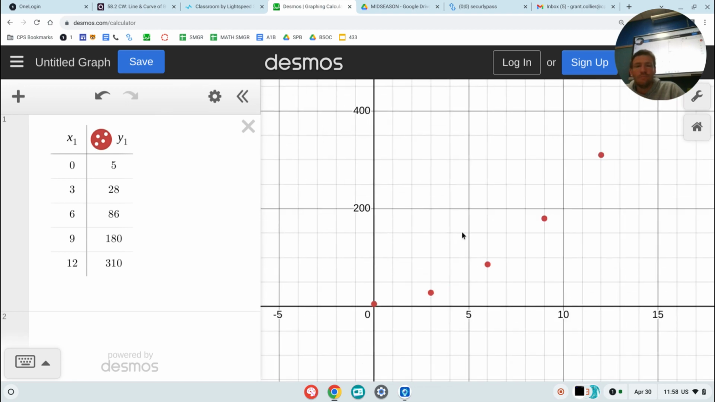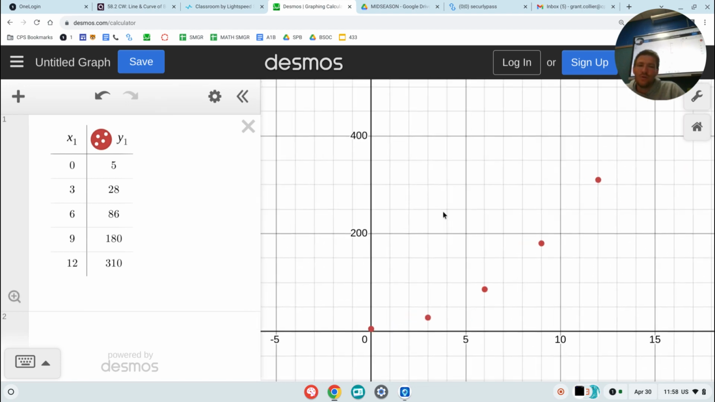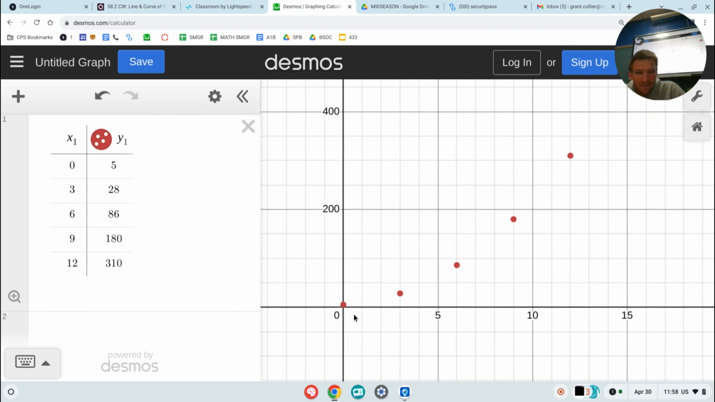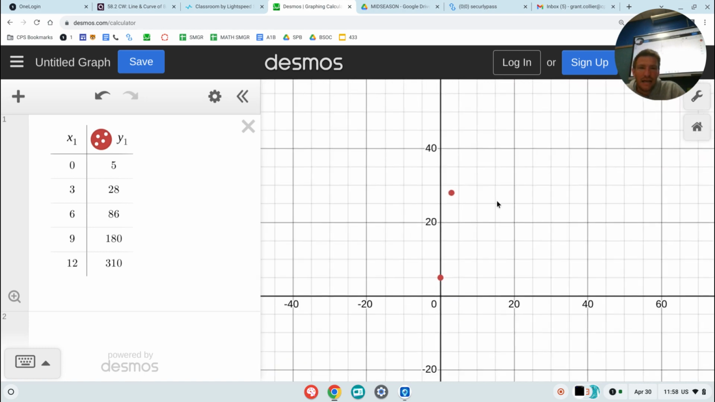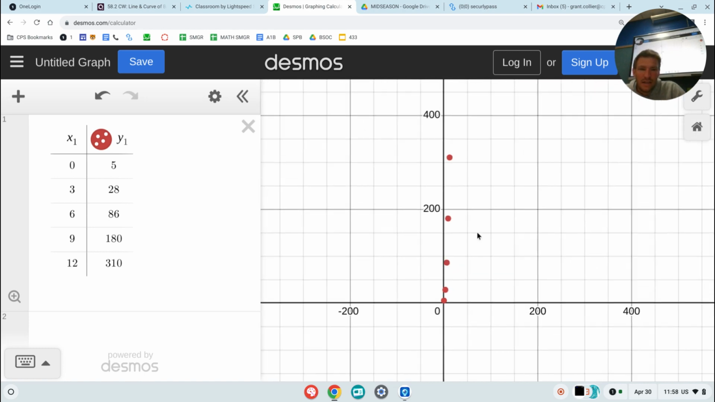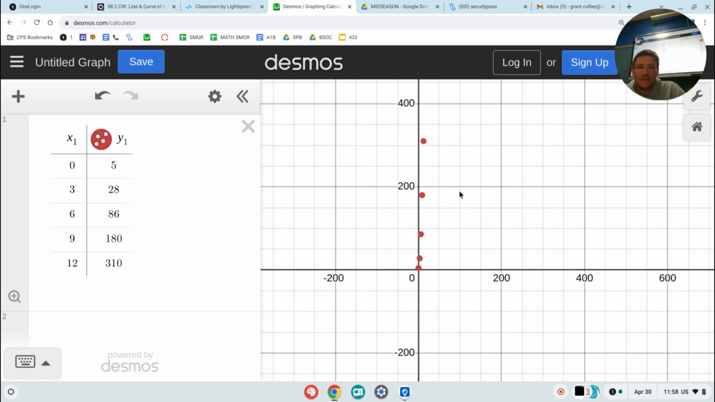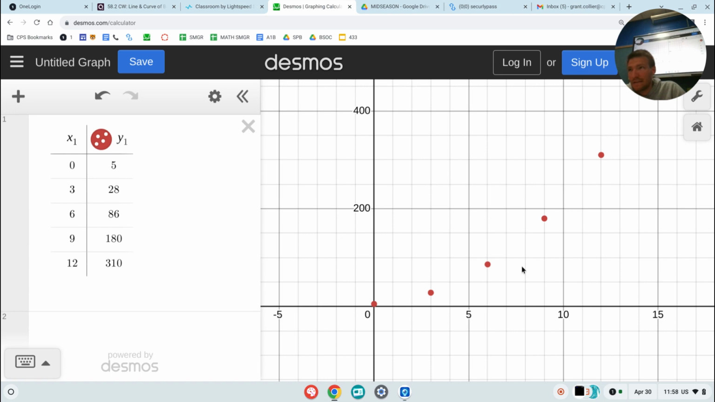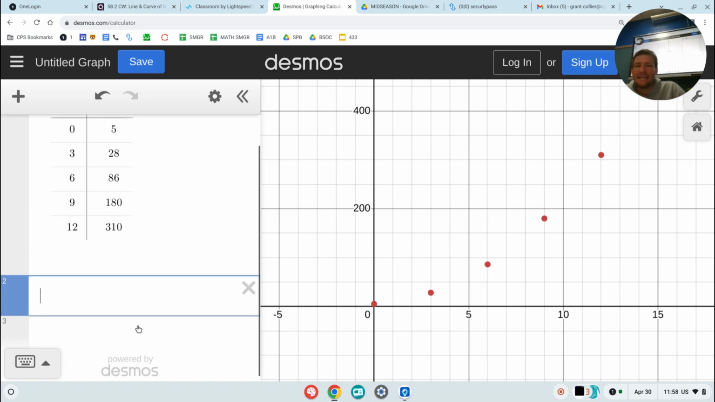I'm going to hit the zoom button. And now the zoom's looking really good. Look at how different it is. It goes from 0 to 15, and it goes from 0 to 400. I don't care how much you try, if you try to zoom out, this does not look good. Hit the magnifying glass. Now it looks perfect. Okay, I need to get the line in there.